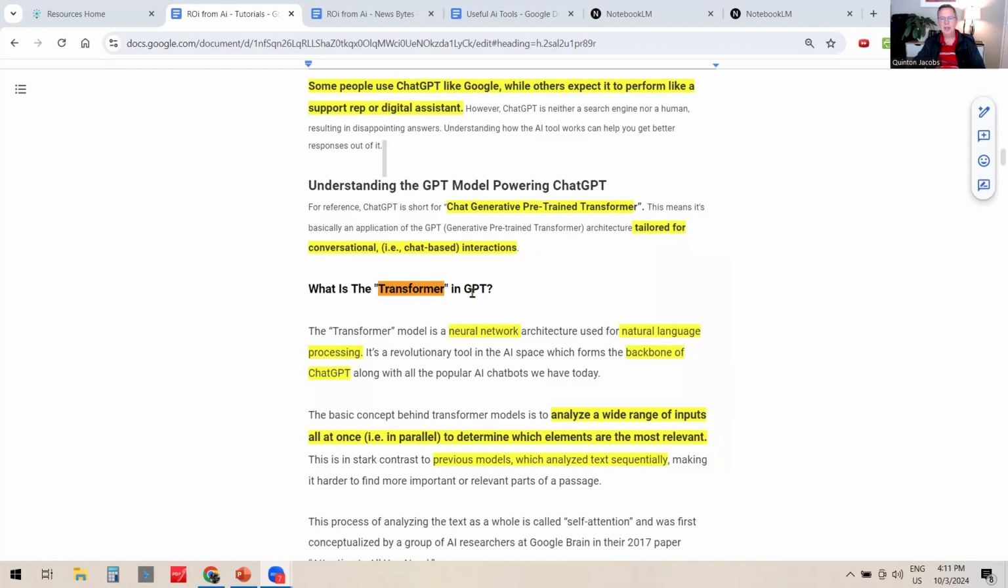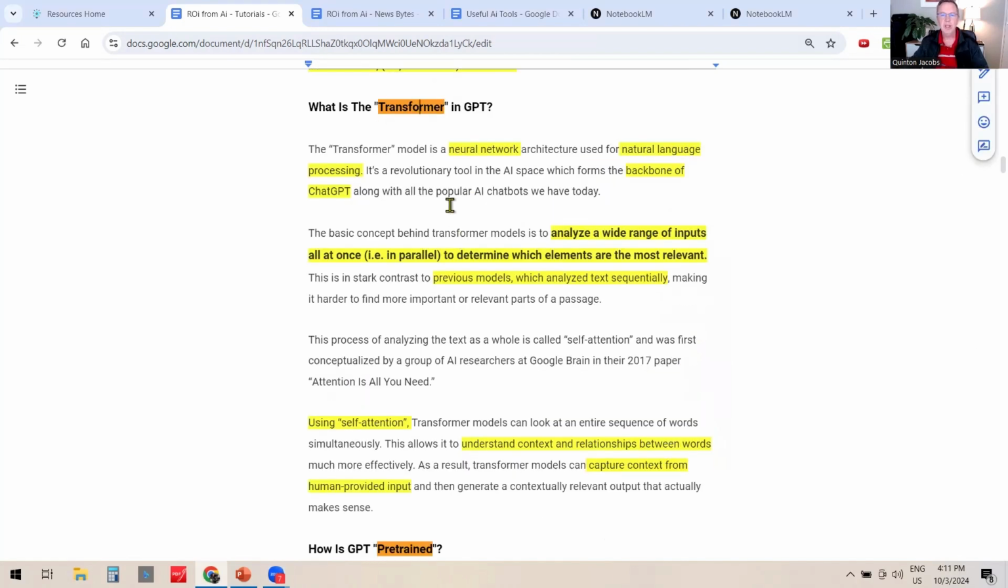So I'm going to take a look at each one of these words. The first one is the word transformer. What does that mean in this sense? The transformer is basically a neural network architecture. Now, a neural network is something that is copied from the human brain, that works similarly to a human brain, in that it can look at random data that is maybe not in a pattern and still understand it and make sense of it. So it's a neural network used for natural language processing.